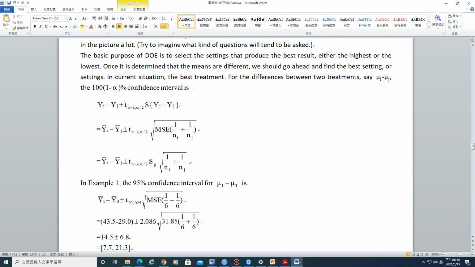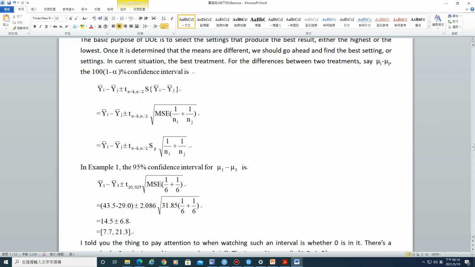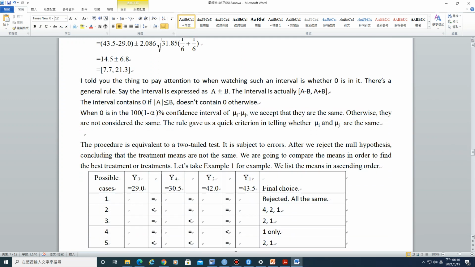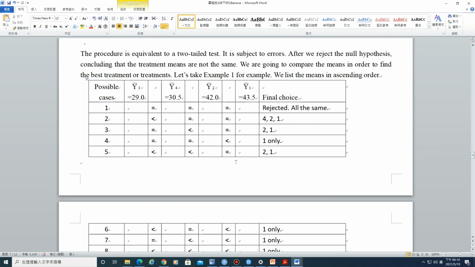Okay, let's move down to a table right here. Let's arrange them in increasing order. 29 is the smallest, 30.5 the second, the third one is 42, and the last one. Remember, these are the mean battery lives in hours. We want to find the best. Of course, everybody has eyes.